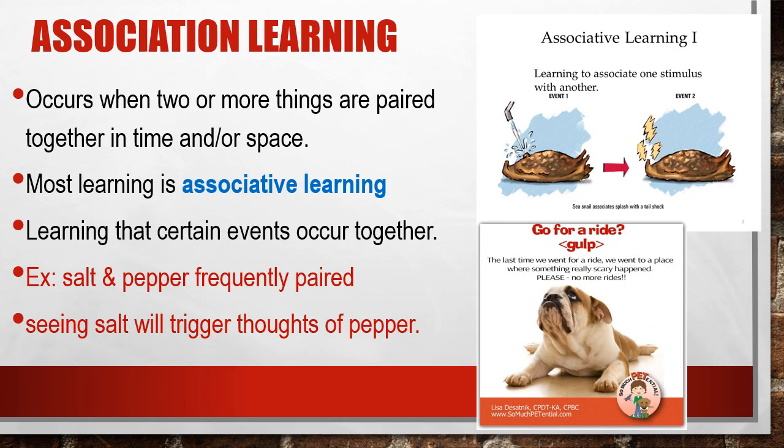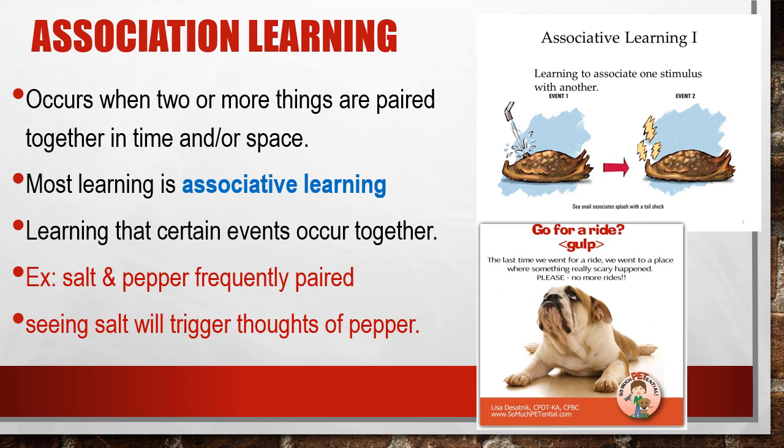Classical conditioning is also known as association learning because we have made an association. It's fairly passive learning. We have just associated two things that seem to go together. So, two or more things are paired together in time and space, and we make a connection. So, for instance, salt and pepper are usually paired on the table at a restaurant. So, if you see salt, you may think, oh, I forgot to use pepper.